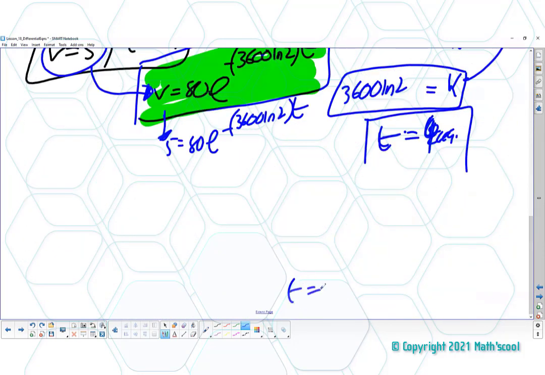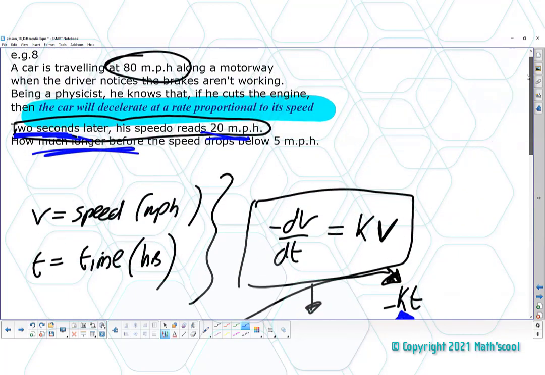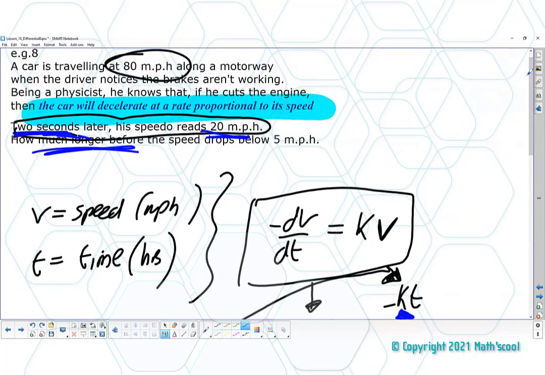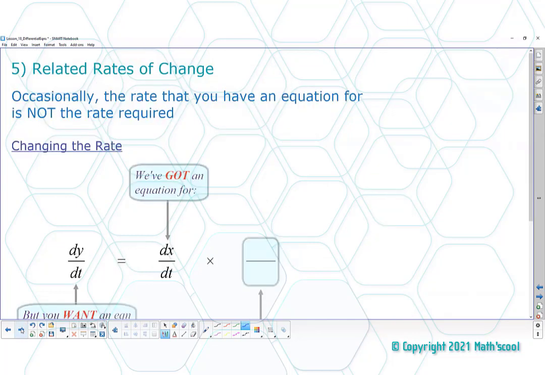So T equals 2 seconds more. It took 2 seconds for his speed to drop to 20. It's only going to take 2 more seconds for his speed to drop to 5. You know, 5 miles an hour is the speed at which your bumper will absorb the impact. So at 5 miles an hour, you should receive no damage to your car. If you impact a wall or a barrier at 5 miles an hour, the bumper should absorb it.